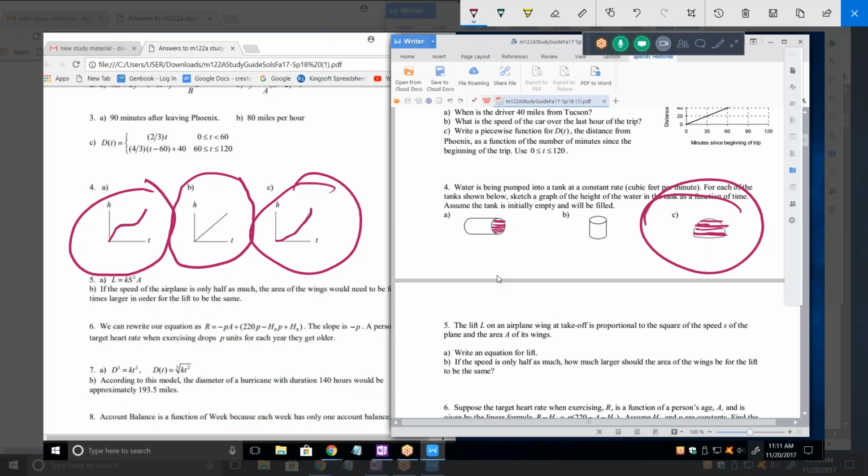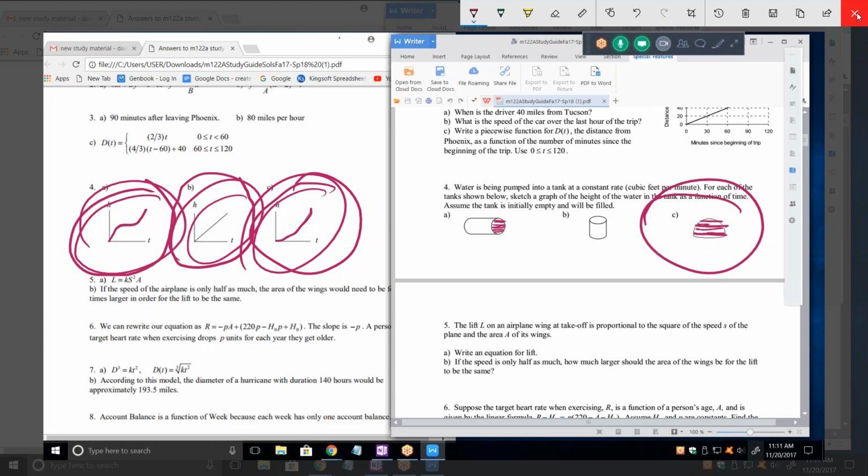Nonetheless, it could be done, and you would end up seeing that the first function would look like that, the next one would look like that, and the third one would look like that. If you solved it mathematically and did all the work, it would just take a lot longer. It'd be harder to do.